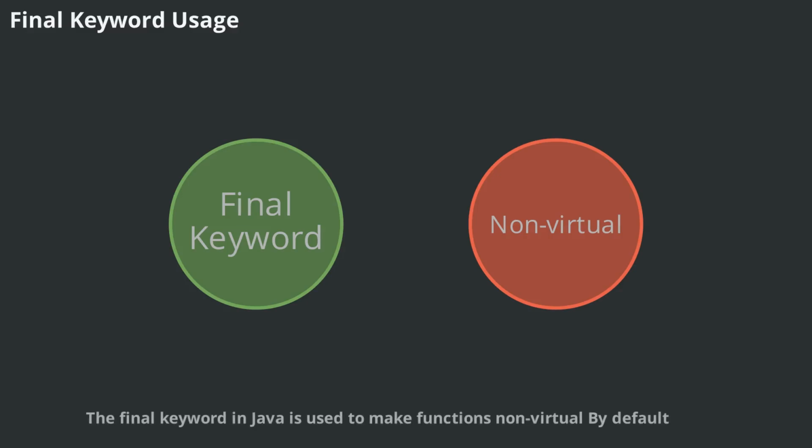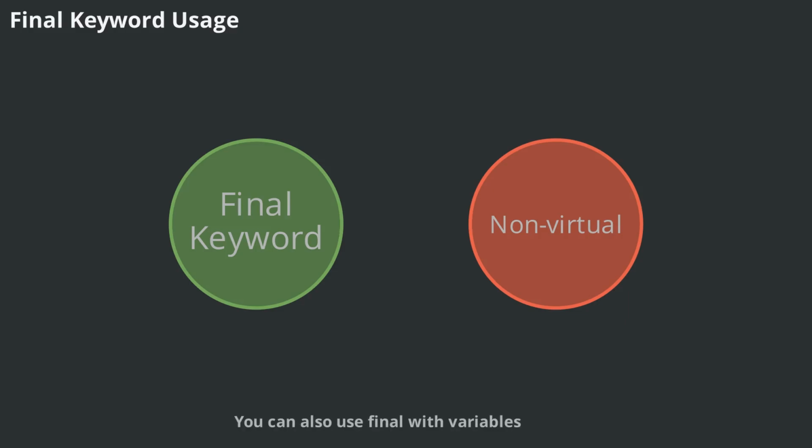The final keyword in Java is used to make functions non-virtual. By default, all functions are virtual, but using final prevents them from being overridden. You can also use final with variables and classes to prevent modification or inheritance. This ensures certain behaviors and values remain unchanged throughout your program.